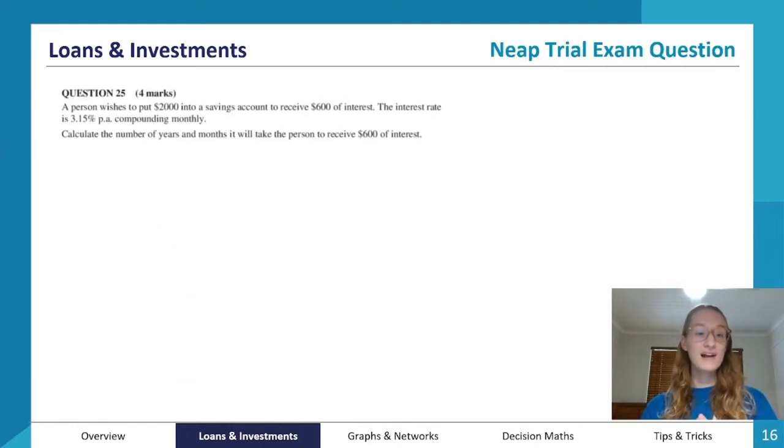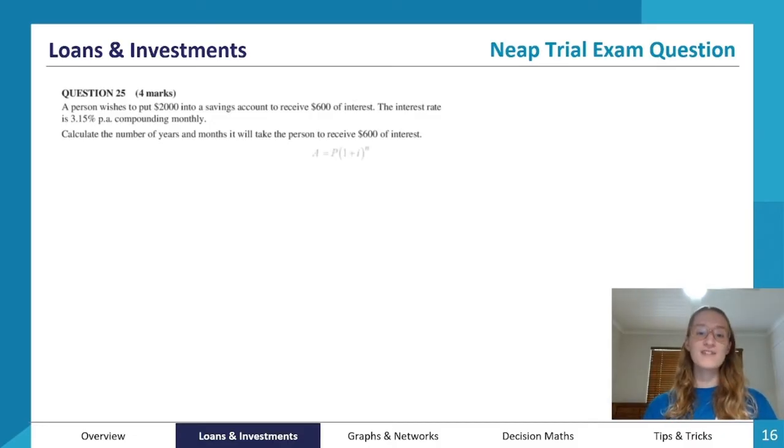So we're going to do a practice question now from one of the NEEP trial exams, which are really good resources if you're after some practice questions to do. So this one says, a person wishes to put $2,000 into a saving account and they want to receive $600 of interest. So we're being told different information this time, which is interesting. The interest rate, we're told, is 3.15% per annum, and we're told that we have monthly compounds. All really important information. So we're told to calculate the number of years and months it will take for the person to receive $600 of interest.